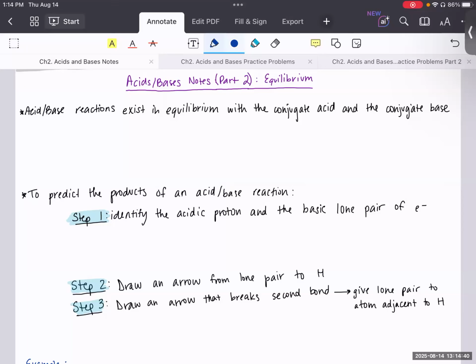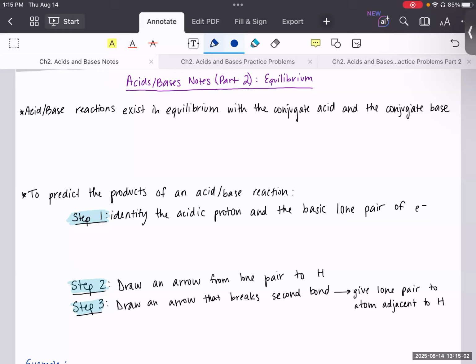This video is going to be part 2 of acids and bases in organic chemistry. And the focus of this video is going to be how to predict products in an acid-base reaction, and then how to use both pKa values and the 4 effects to determine which side of the reaction equilibrium will favor. So whether it will favor products or reactants.